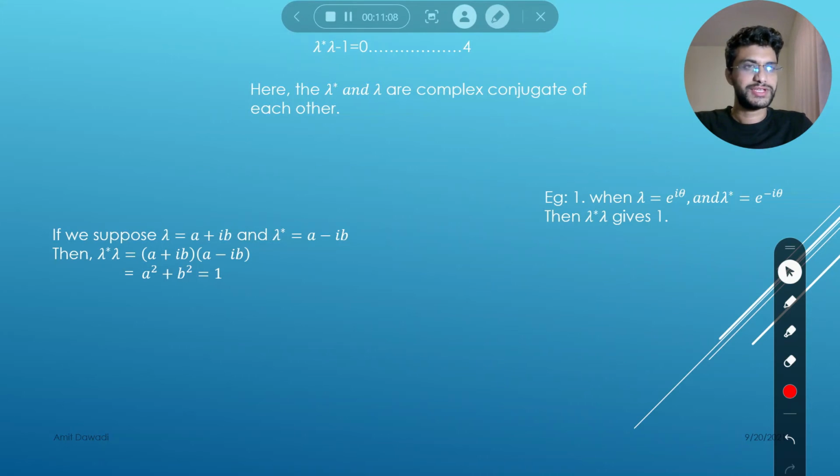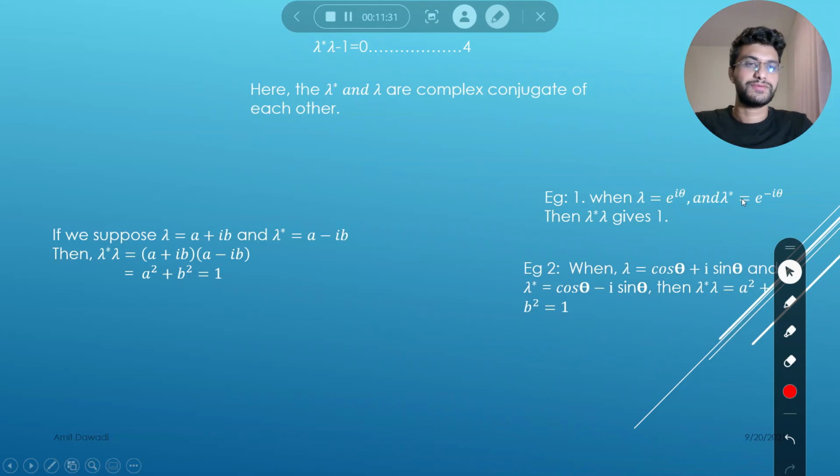Now, similarly, I'm going to take the next example. Let me take lambda equal to e to the power i theta. Then its complex conjugate becomes e to the power minus i theta, just changing the sign of the complex part. Then when you multiply lambda with lambda star, it gives 1. Here also the norm becomes 1.